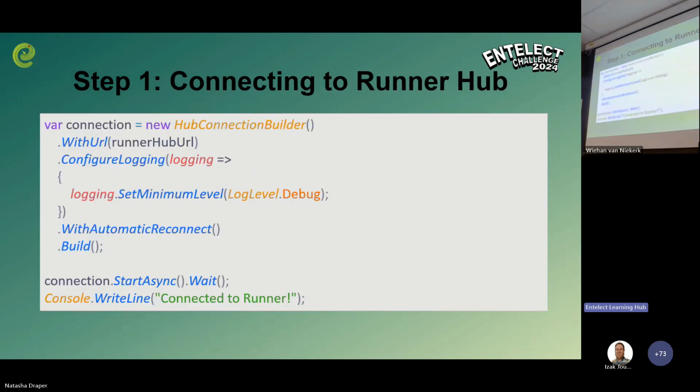Then, back in our Program.cs, we're going to create a new hub connection builder. We're going to give it the URL that we previously assembled. We're going to set the log level to debug. You can set it to info as well if you want. This will just help us debug any connection issues that might appear. Then we're going to enable automatic reconnect. This will make sure that if the connection drops temporarily, it'll just reconnect immediately. And then finally, we're going to build and save that to a connection variable.